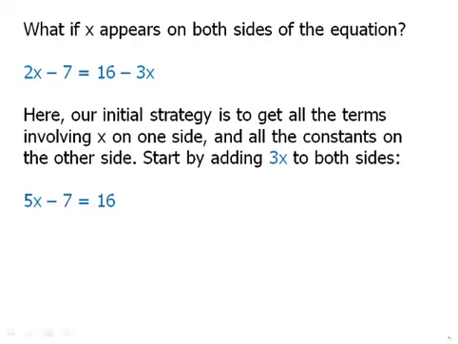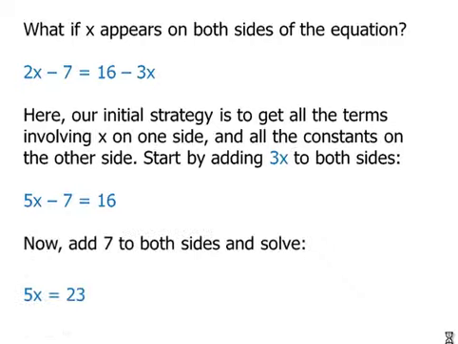On the right side, the x's will just cancel, and on the left side, we get 2x plus 3x equals 5x. Now that we have all the x's on one side, we can just add 7 to both sides. We get 5x equals 23, and divide. We can express the answer either as an improper fraction or a mixed numeral or a decimal, depending on what the answer was looking for.